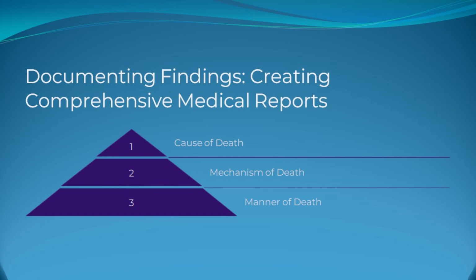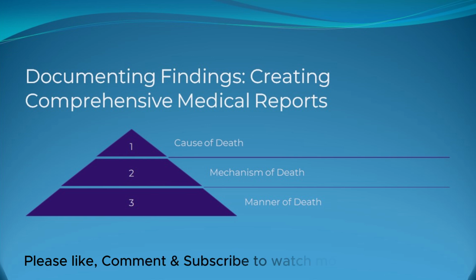Examples: a gunshot wound (cause) gives massive hemorrhage, (mechanism) gives death due to blood loss. Chronic alcoholism (cause) gives liver failure, (mechanism) gives death from metabolic collapse. COVID-19 (cause) gives acute respiratory distress syndrome, ARDS, (mechanism) gives death from oxygen deprivation.